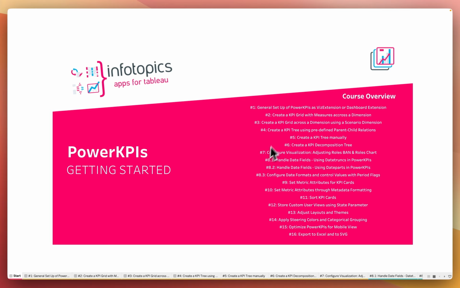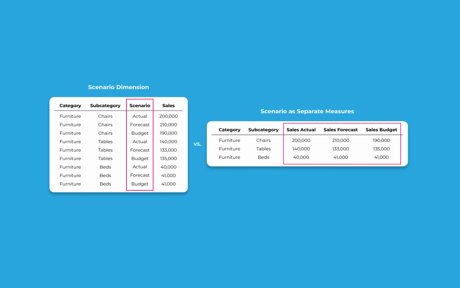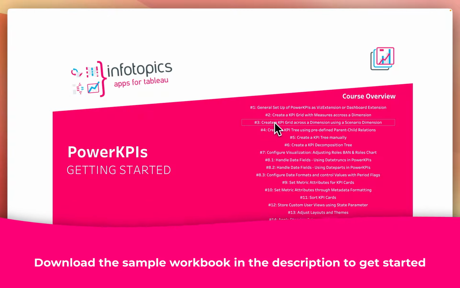In this session, session number 3, we will learn how to create a KPI grid view using a scenario dimension. A scenario dimension basically means we have one column in our dataset which indicates the KPI value type for each value instead of having one column for each type, just like you can see on screen right now. Okay, so let's take a look.